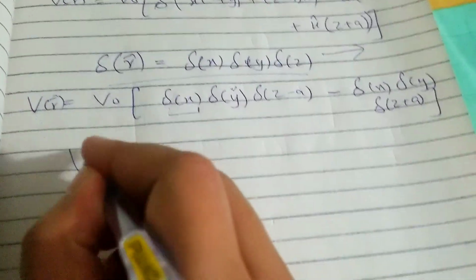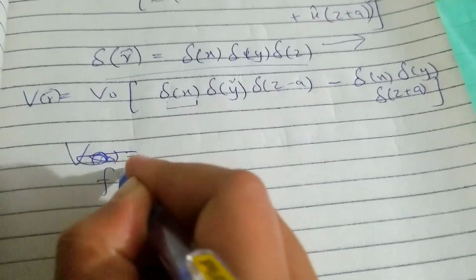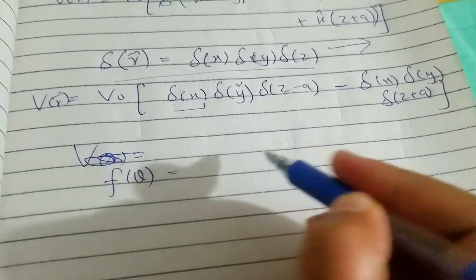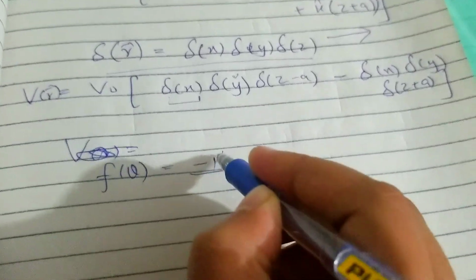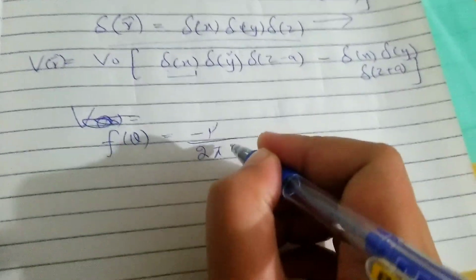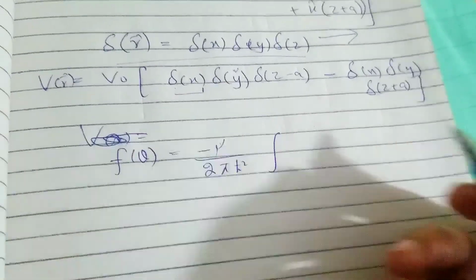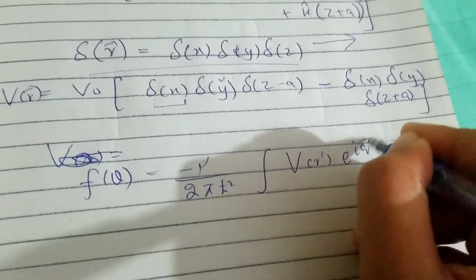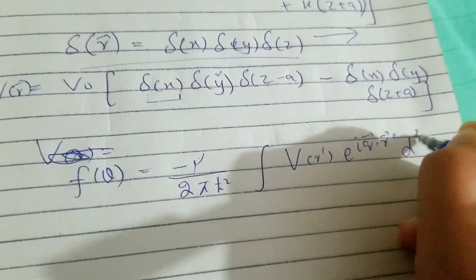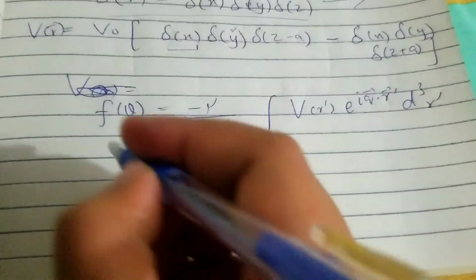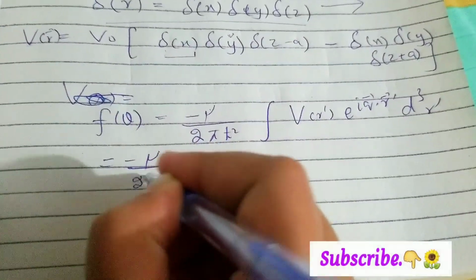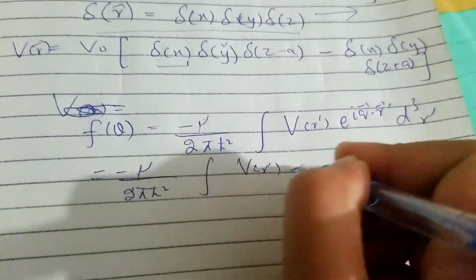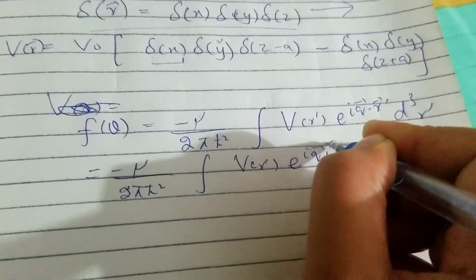Now for the expression for the scattering amplitude, we need to find the differential cross section. For this I'm first finding the scattering amplitude, and its formula is minus mu by 2 pi h-bar squared, integration, this is a volume integration, and V of r prime. Okay, so in the next step we'll write it like that.